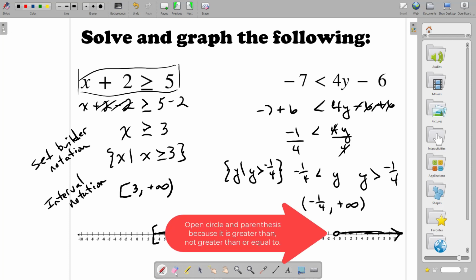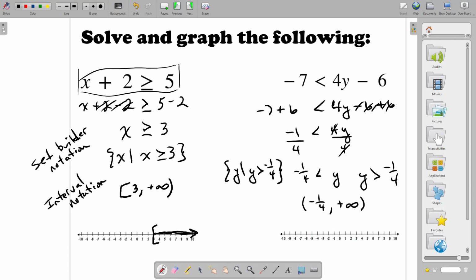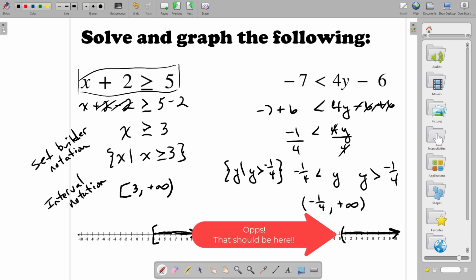You will also see the graph drawn in this way. Since we're not including negative 1/4, we put a parenthesis and then graph. So either way, it depends on your teacher and the textbook that you're using. Some will use one method, others will use a different one.